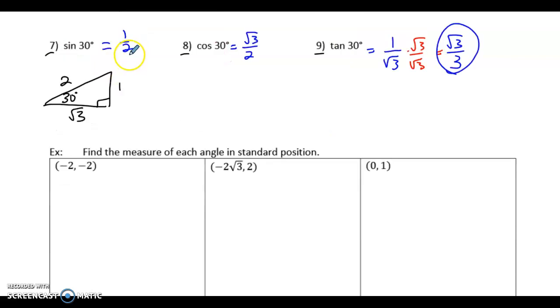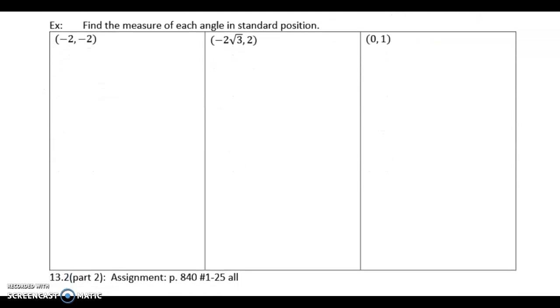Okay, number 7 was 1/2. Number 8, square root of 3 over 2. And number 9, don't forget to rationalize the denominator, square root of 3 over 3. All right, next example. Find the measure of each angle in standard position.